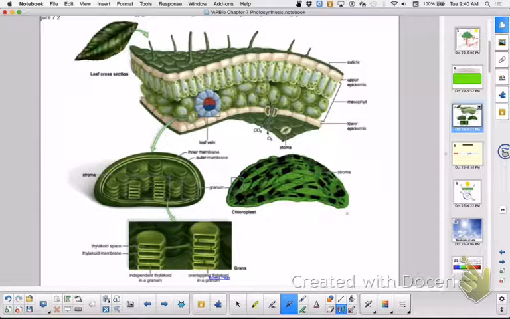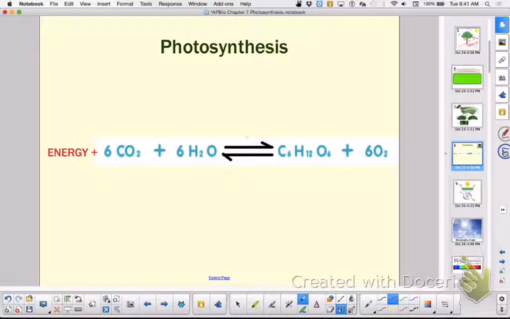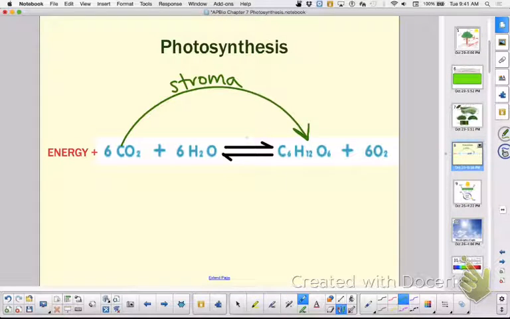Let's think about that for a minute. CO2 is fixed into a carbohydrate. Think about this reaction. Think about right here. CO2 is fixed into a carbohydrate. Is CO2 getting reduced or oxidized? Reduced. And this is going to occur specifically in the stroma of the chloroplast.